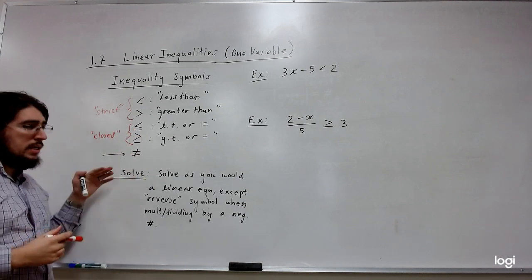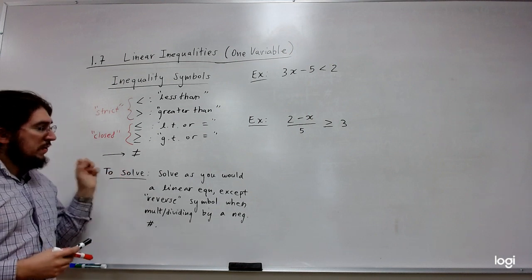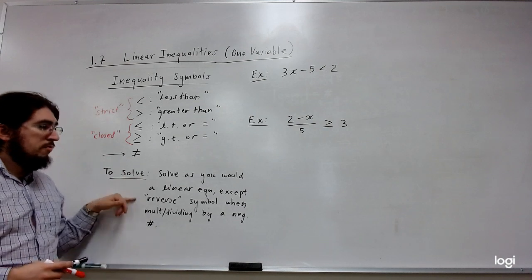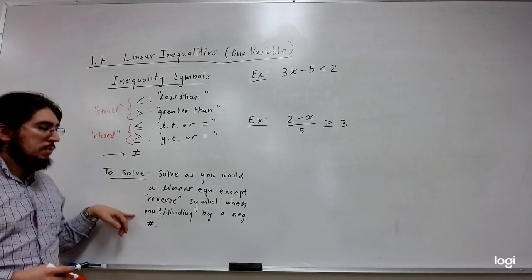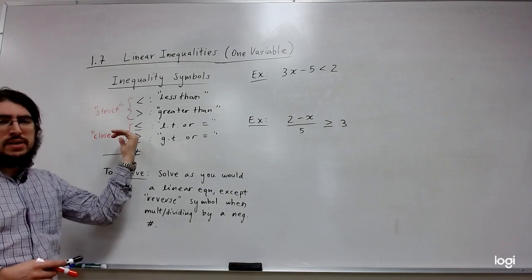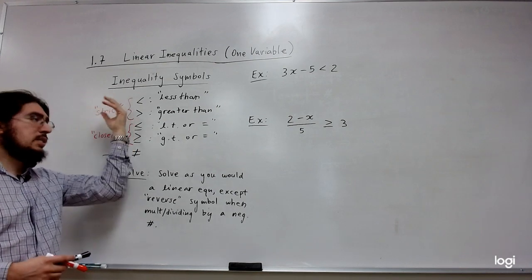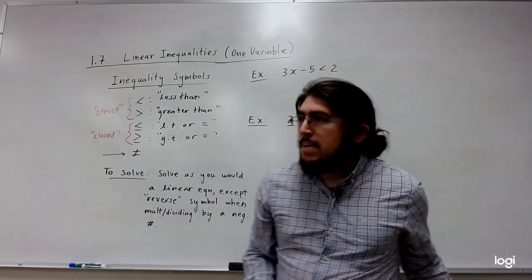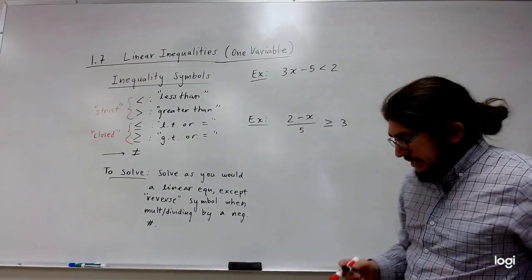Okay, now here's what I say about solving linear inequalities in one variable. Solve as you would a linear equation, except reverse the symbol when multiplying or dividing by a negative. What I mean by reverse is that any less thans become greater thans, or greater than or equal to becomes less than or equal to. So just flip the symbol basically. Okay, so now let's take a look at these next examples.